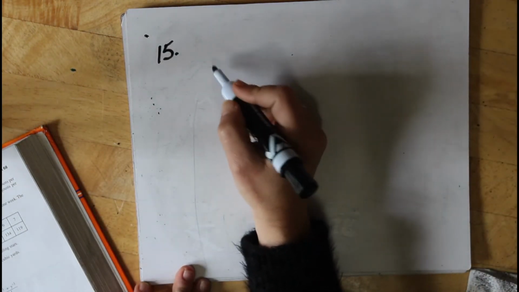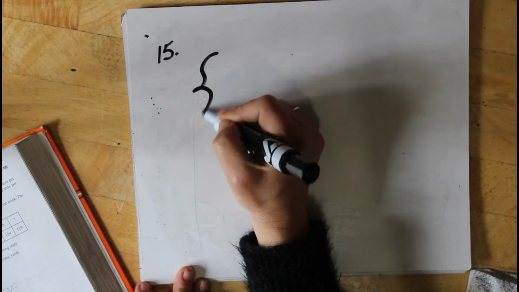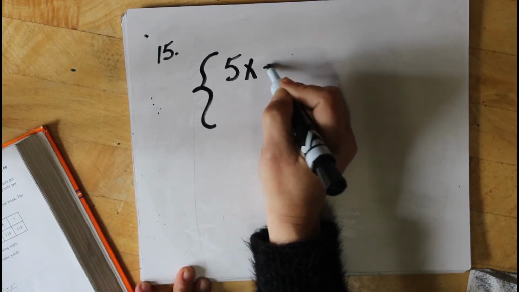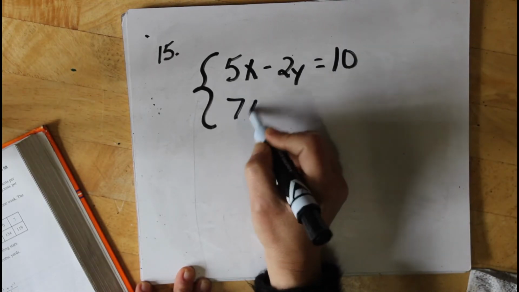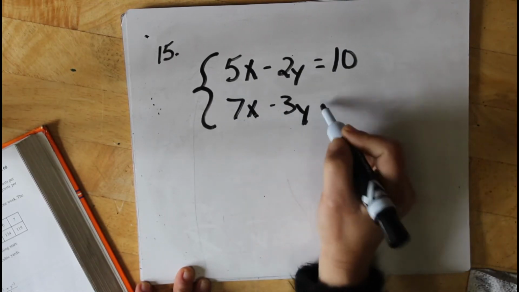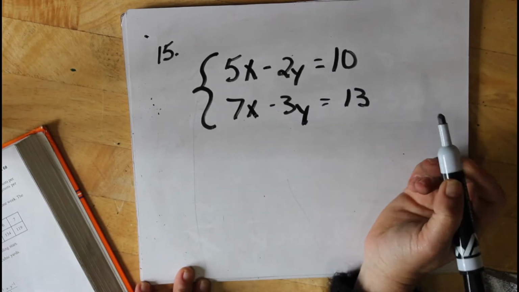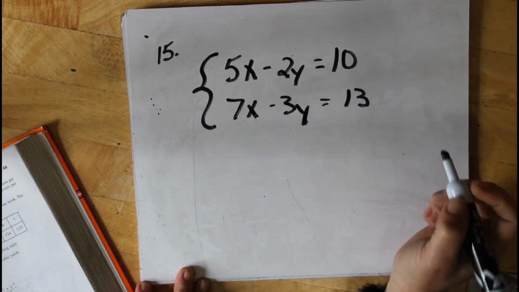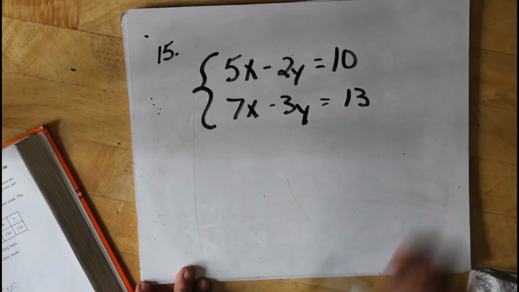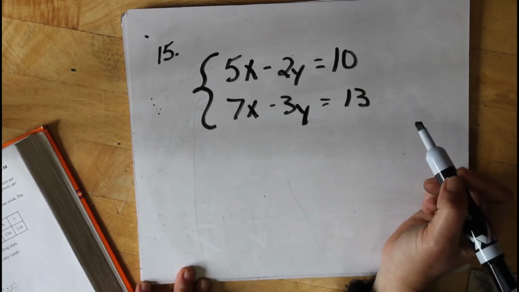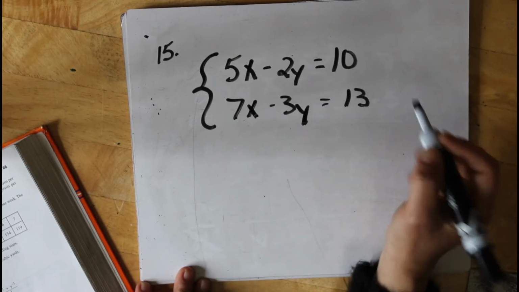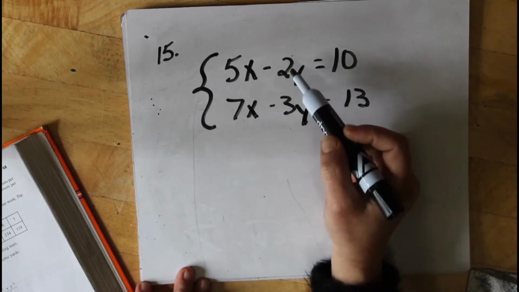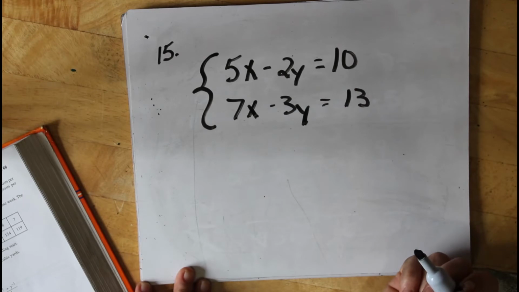15 is a system of equations. So we've got 5x minus 2y equals 10. And we've got 7x minus 3y equals 13. And it says use elimination. Now, elimination is where we're going to add these two equations together. First, we're going to have to multiply one of these equations or both of these equations so that they will cancel each other. I'm going to go with the 2 and the 3 right here. We're going to try to cancel the y's.